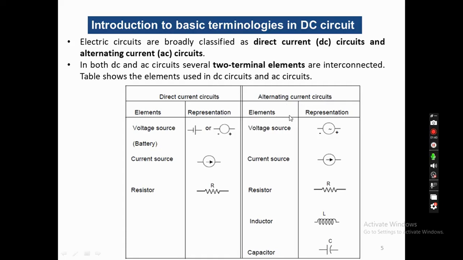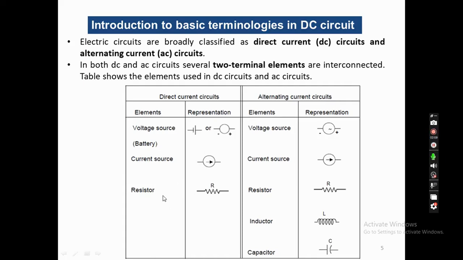When we go for AC circuits, the same voltage source can be represented in the form of a circle followed by the signs along with a sine wave, which represents that it is using alternating current. Regarding the current source, it is represented by a circle followed by an arrowhead, which represents the direction of current flow. In both DC and AC circuits it remains the same.